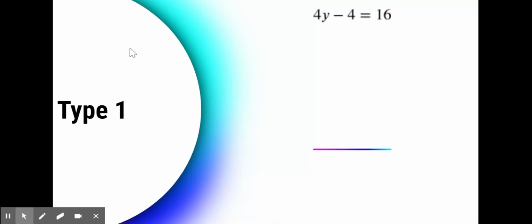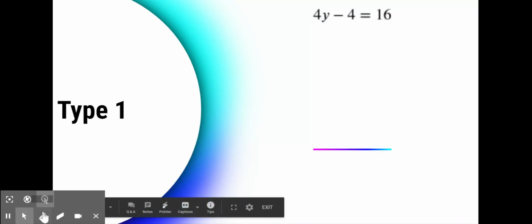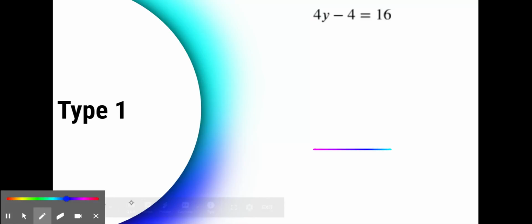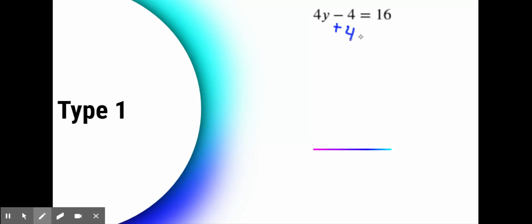Okay, the first one, this is pretty basic. This is the type of two-step equation that you are most familiar with. 4y minus 4 equals 16. So you'll recall you want to take care of this constant first. Whatever's added or subtracted, you're going to take care of first because we're going in the reverse order of the order of operations in order to solve an equation. So I'm going to add 4, and whatever I do to one side, I have to do to the other. That's the golden rule of equations. So I have 4y equals 20.